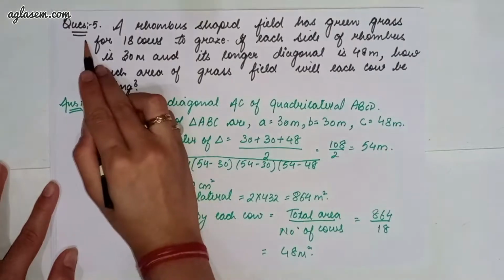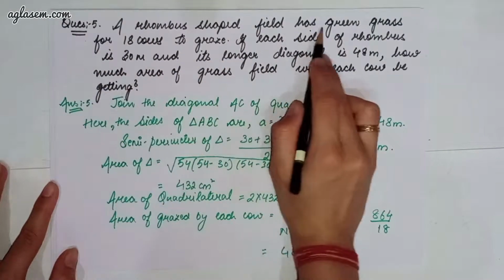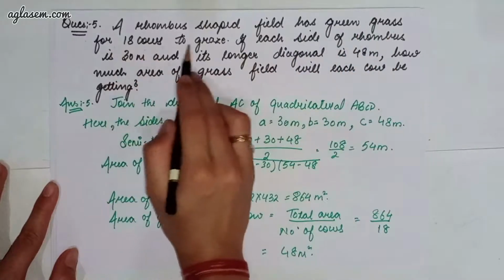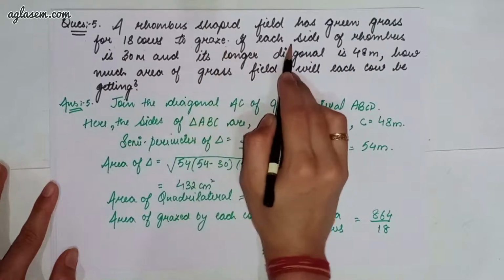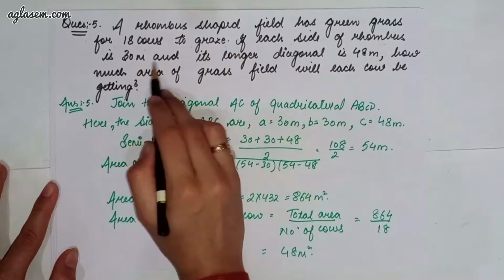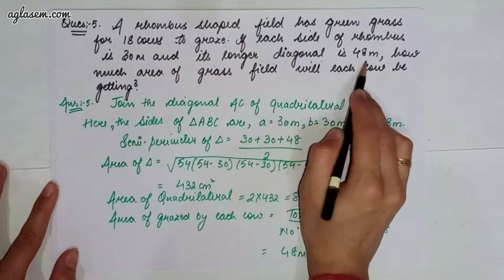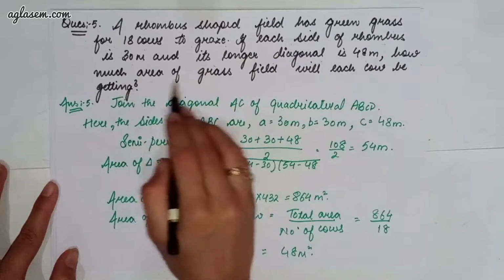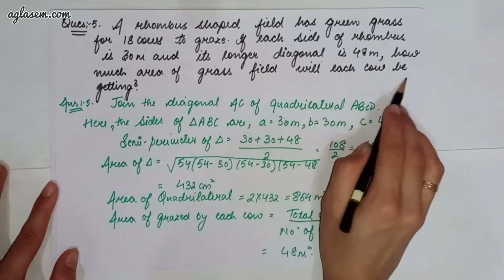Further, question number 5 says a rhombus shaped field has green grass for 18 cows to graze. If each side of the rhombus is 30 meter and its longer diagonal is 48 meter, how much area of the grass field will each cow be getting?